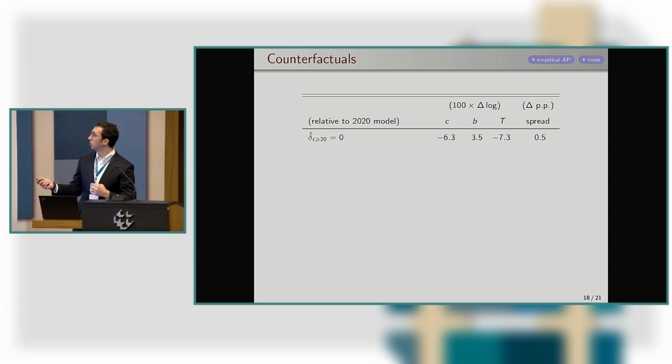These are the responses of some other variables in these counterfactuals relative to the 2020 model. So we don't get much of a kick out of this in terms of prices, but we do get some in terms of quantities. The amount of transfers that the government's able to deliver goes down substantially.